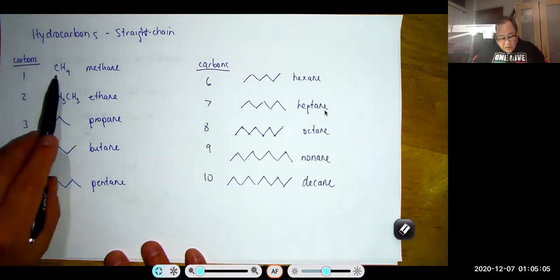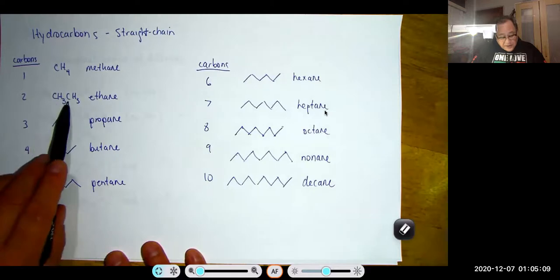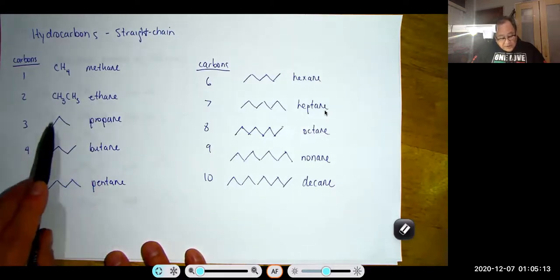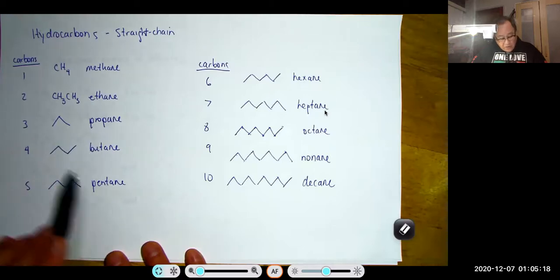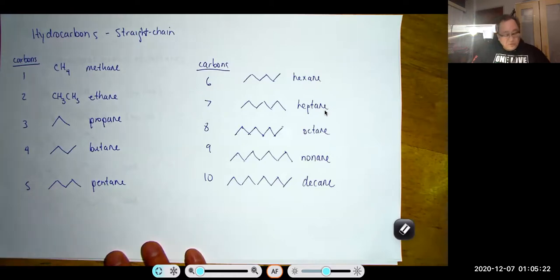1 carbon, 4 hydrogens, it's called methane. 2 carbons, 6 hydrogens, it's called ethane. 3 carbons and 8 hydrogens, it's called propane. 4 carbons and 10 hydrogens, butane. Let me write down those formulas for you.